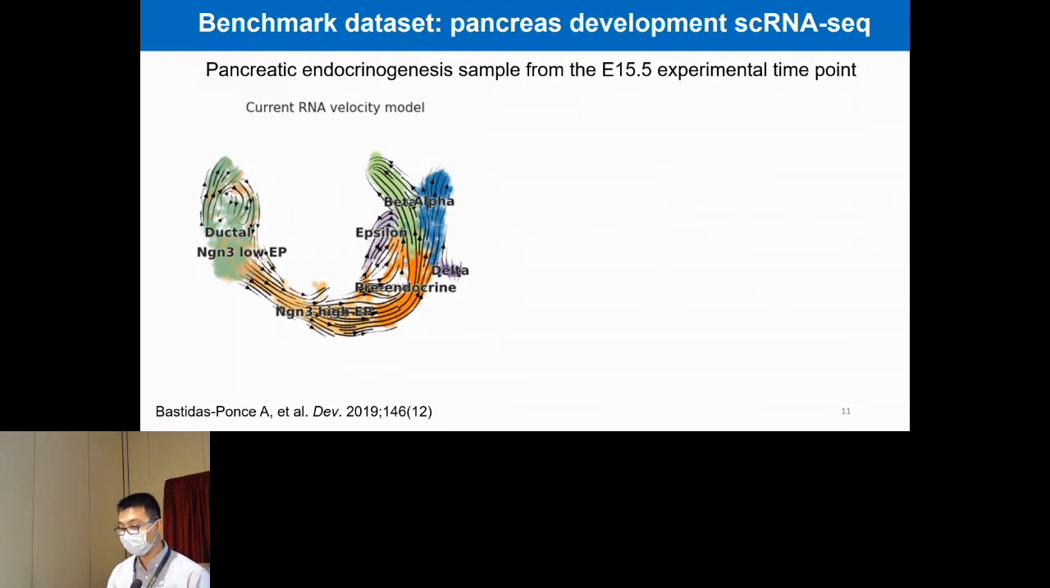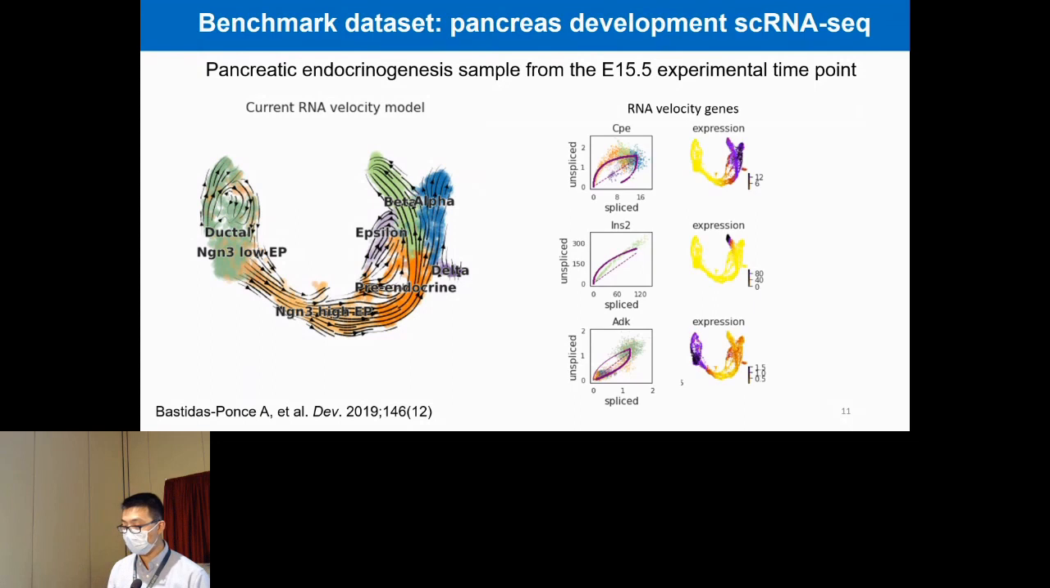And the current RNA velocity model, such as scVelo, outputs the point animation of the vector field that recovers the correct cell fate. And at the same time, the current velocity model can prioritize some of the important markers in the endocrine cell, such as the Cpe gene and the insulin gene, insulin 2 gene, and also some important markers in the ductal cell, like Adk.